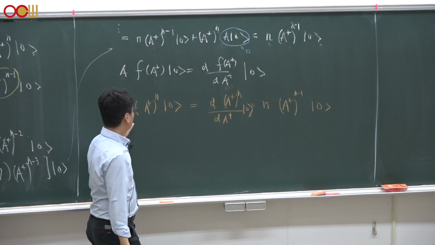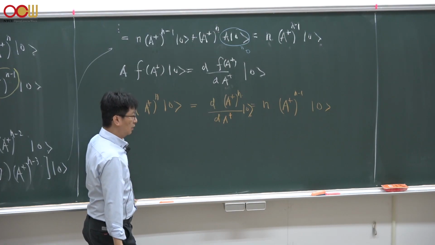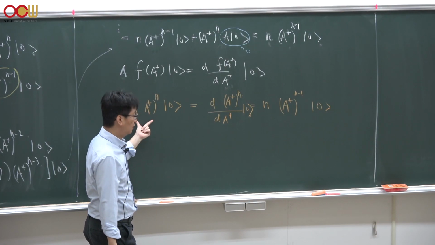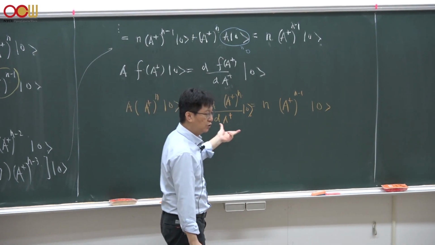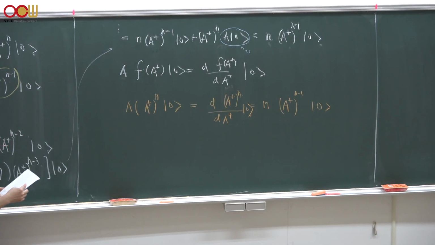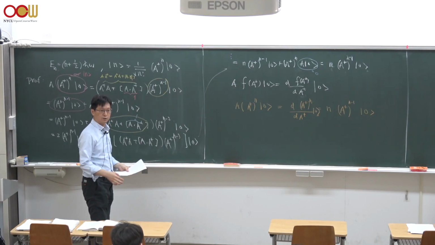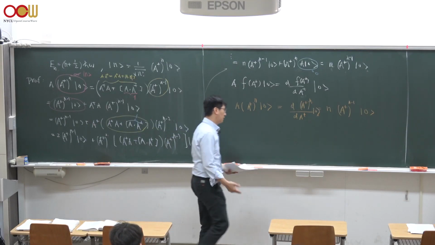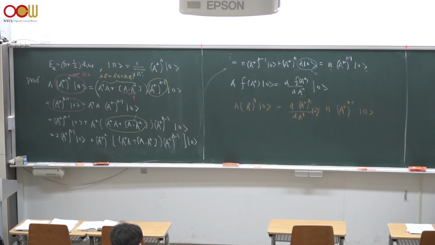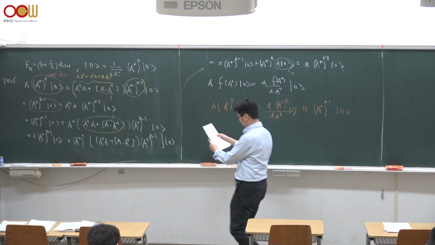Okay, so we generalize this operation. Whenever we apply the so-called lowering operator a on any function of a dagger, the effect is that we take the differentiation of that function with respect to a dagger. Okay, so this is the lesson. So we could take advantage of such identity and we could derive this prefactor.